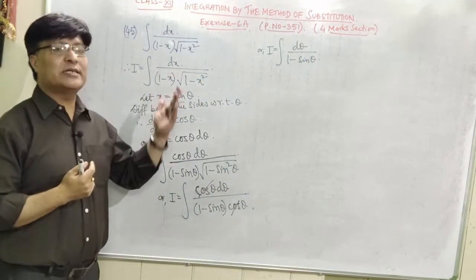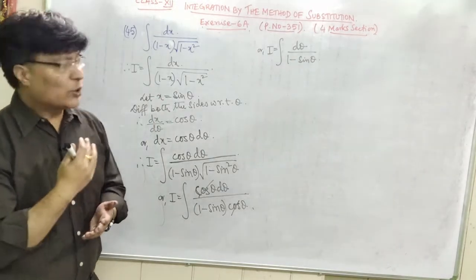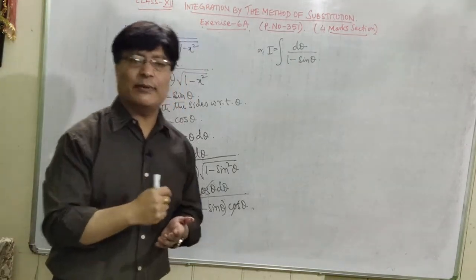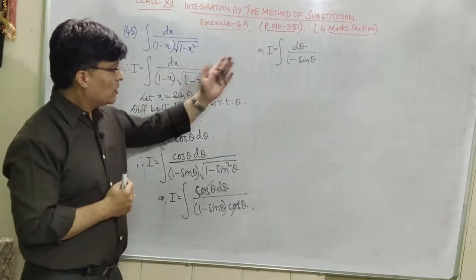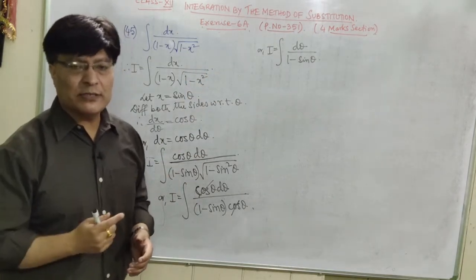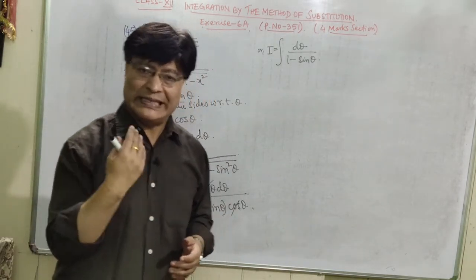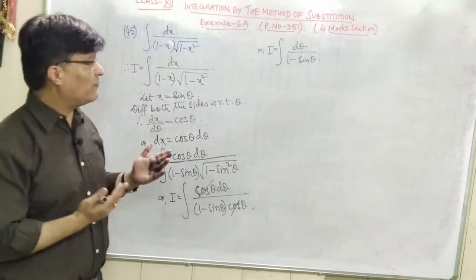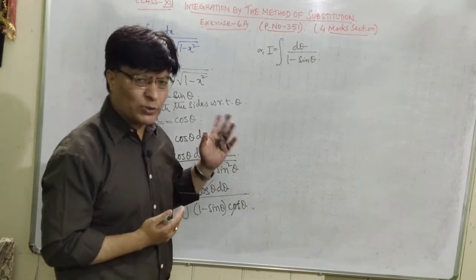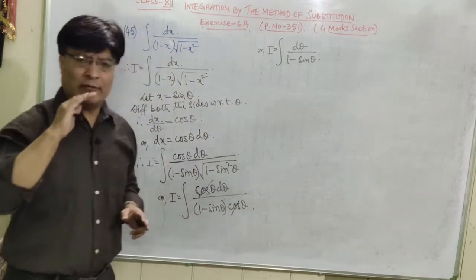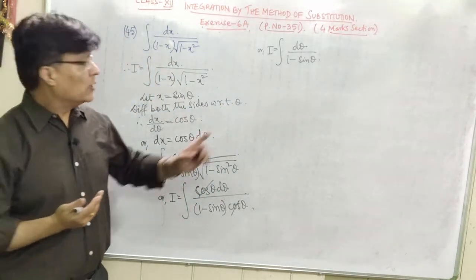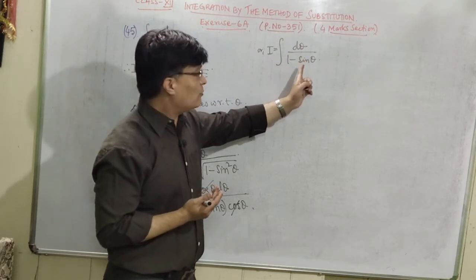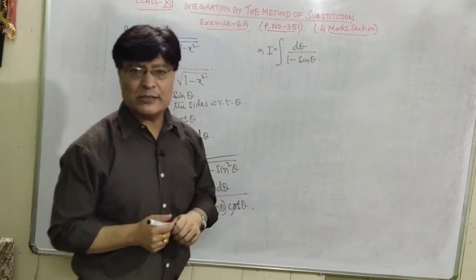So now how can you integrate this function? How will you integrate this d theta by 1 minus sine theta? You have already done this type of integration in the previous chapter, in indefinite integration. It is just like rationalizing the denominator. Actually it is not rationalizing the denominator actually. You have to simplify it. You have to multiply and divide it by 1 plus sine theta.